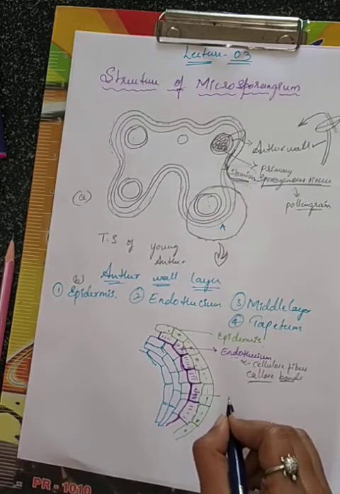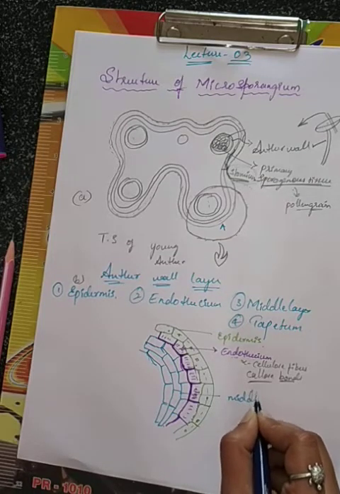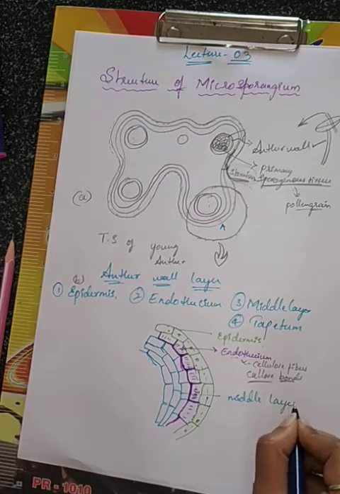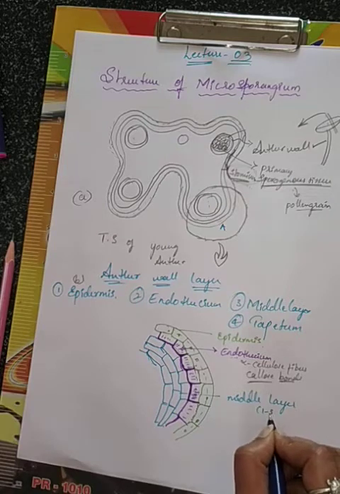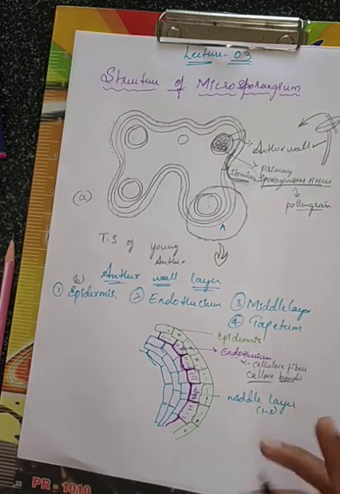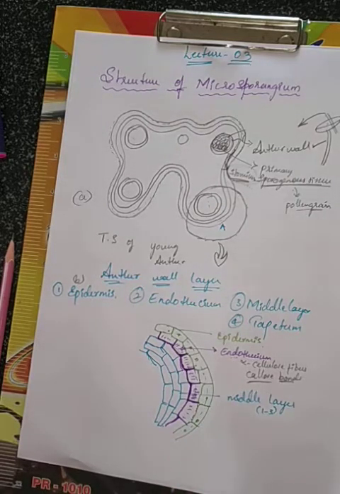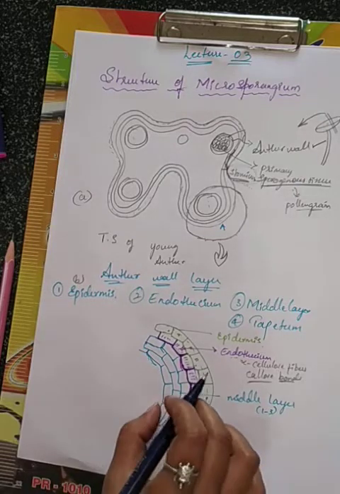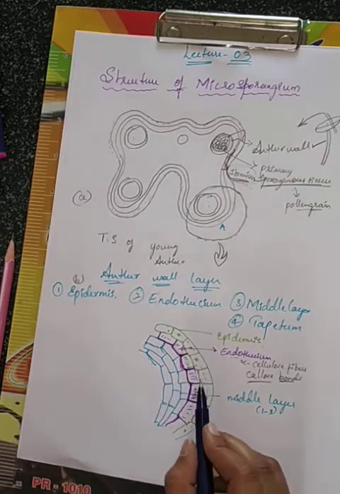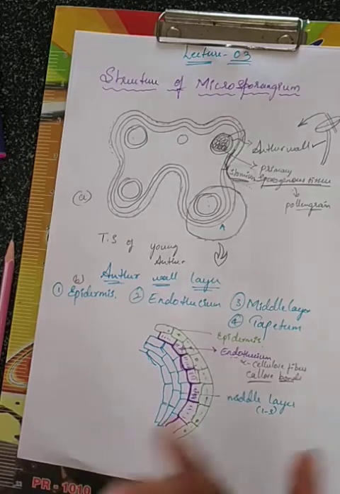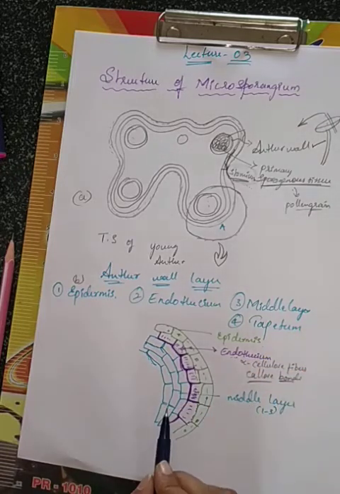This is the middle layer. How many layers will it be? 1 to 3 layers. The middle layer will be 1 to 3 layers, and this layer is somewhat thick comparatively, because the epidermis is also one layer, the endothecium is also one layer, but the middle layer is 1 to 3.